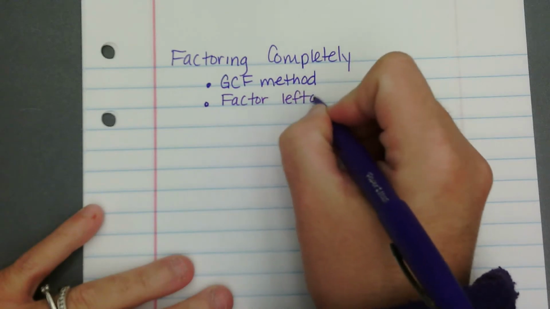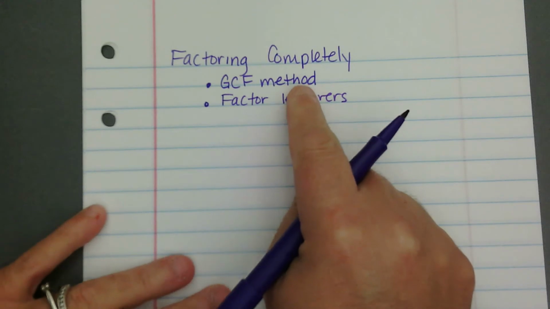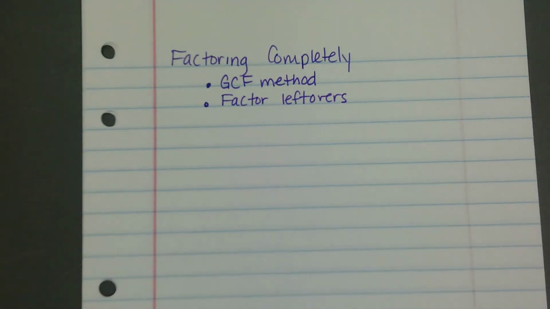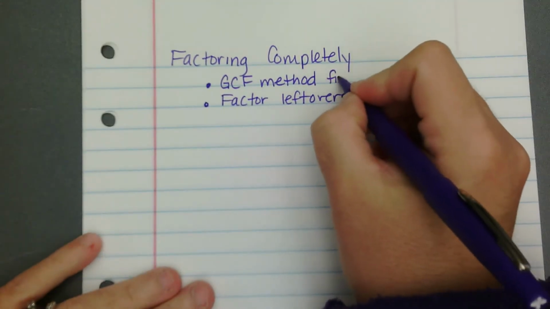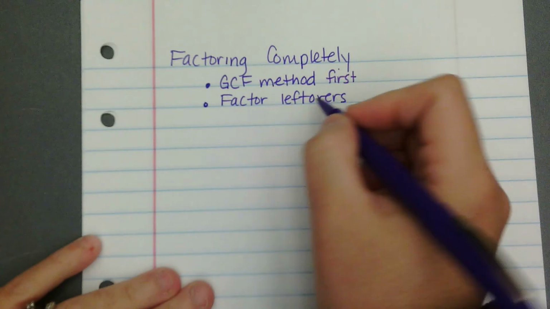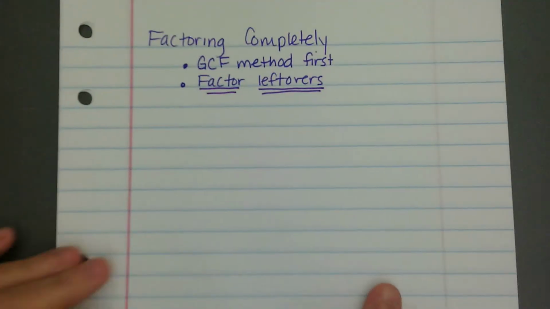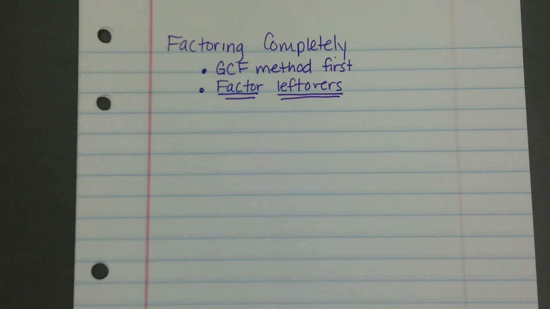If there is no GCF and it's a difference of two perfect squares, you might have to factor the leftovers as well. But we always want to try GCF method first, and you always have to make sure that you look at whatever's left over and see if it can be factored again. And in pre-calc, a lot of times there are. So we want to make sure that you get all the parts and pieces.